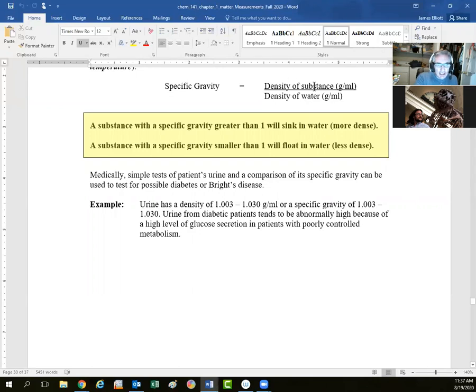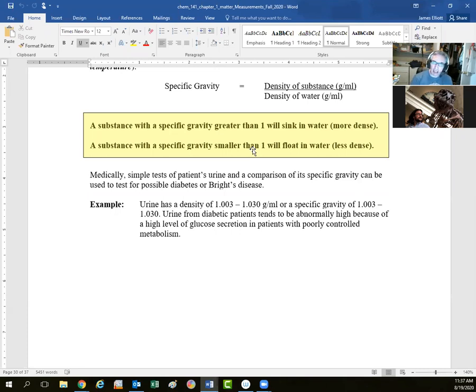And so that's the density of the unknown compared to the density of water. If the specific gravity value is greater than 1, then that substance must have a greater density than water. And if you added that chemical to water, assuming they weren't miscible, that unknown substance would sink below the water level. If the specific gravity was less than 1, it means it must have a density less than water. And if it wasn't miscible with water, it would rise to the top.